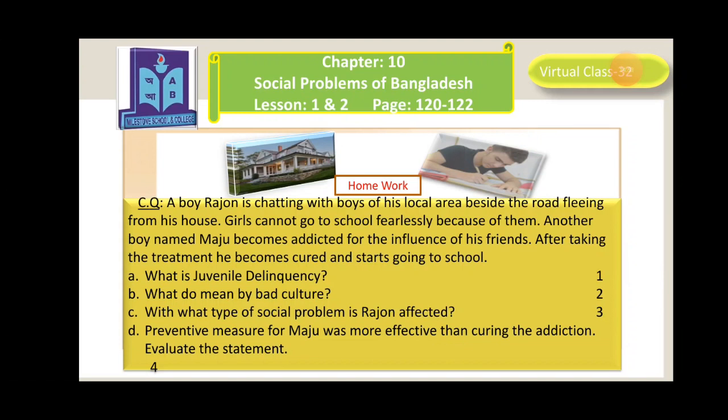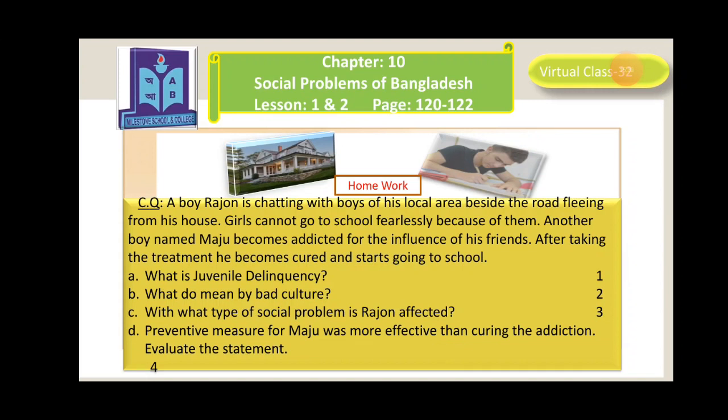Now the questions one by one. You know that number A is called a knowledge based question and it has 1 mark. So the question is, what is juvenile delinquency? You may use one definition of your own, or you can take it from the book. And number B, that is comprehension based: what do you mean by bad culture? Here the marks is 2. So there will be 2 paras. At the beginning there will be knowledge based, then you have to describe within 2 or 3 sentences.